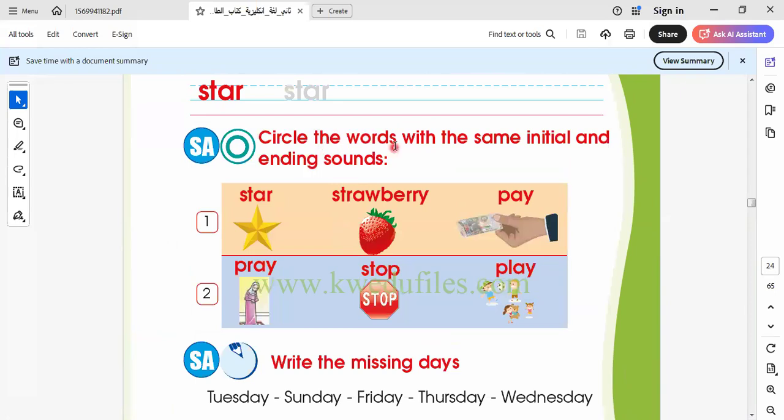Here is: circle the words with the same initial and ending sound. Initial means the beginning, and the ending of sound. Here we have star, initial. This is the beginning. Star and strawberry. Okay, so this is the same initial beginning. Star and stop. Here we have play, stop, play. So here we have play and play.